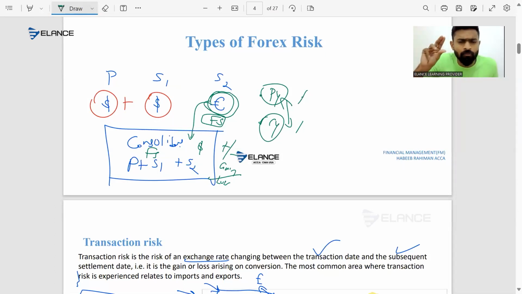The Chinese currency's value depreciated, value decreased. Now it is cheaper for Sri Lankan customers to buy from the Chinese company. Similarly, as I said previously, the Indian companies will lose many sales. Right? Is it okay? This is said to be economic risk.